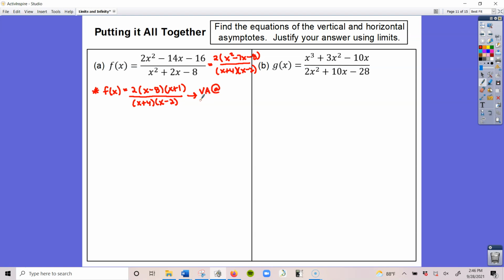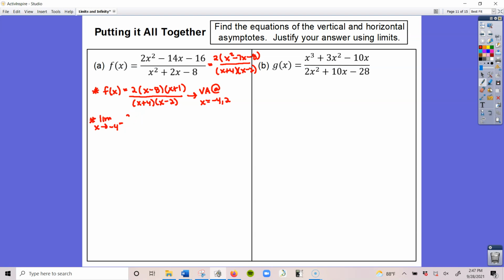So we have 2 at x is equal to negative 4 and positive 2. Now before I write my statement saying that I have vertical asymptotes, I'm going to find the limits that would justify those asymptotes. So the limit as x is approaching, let's do negative 4 from the left. Remember, you only need to use one of the limits.